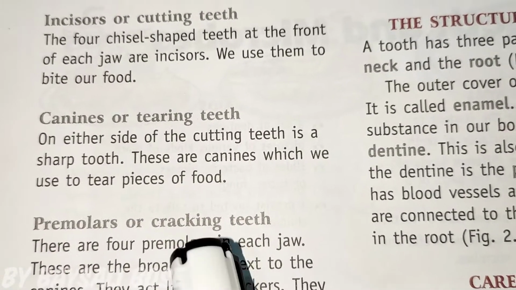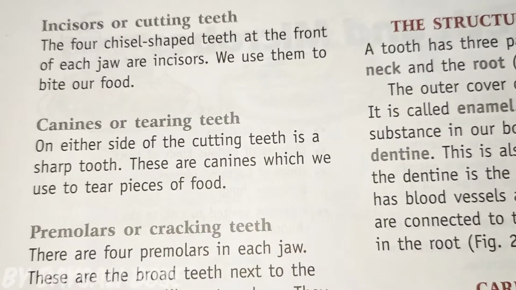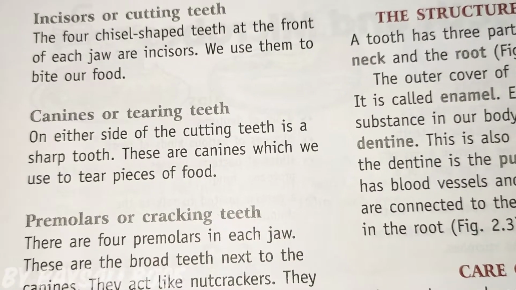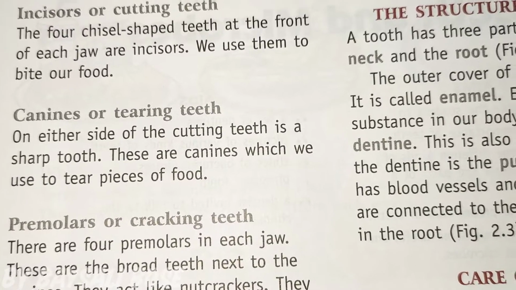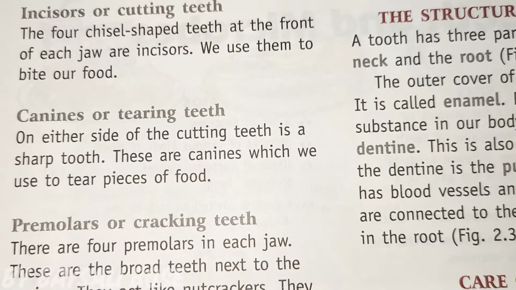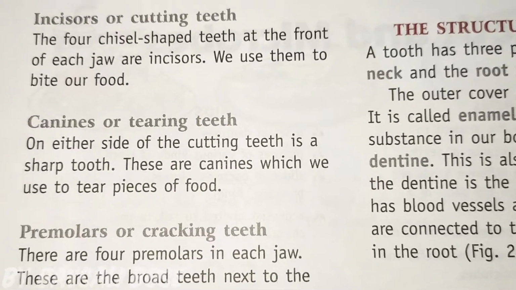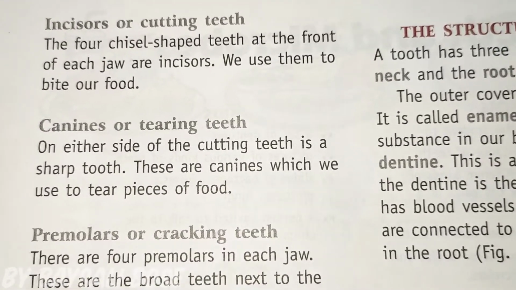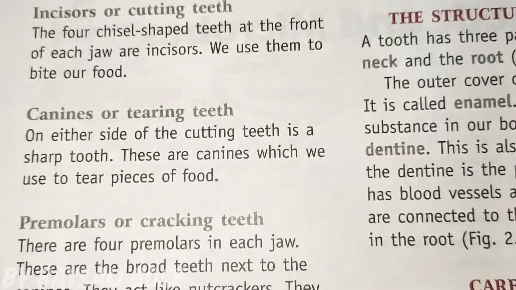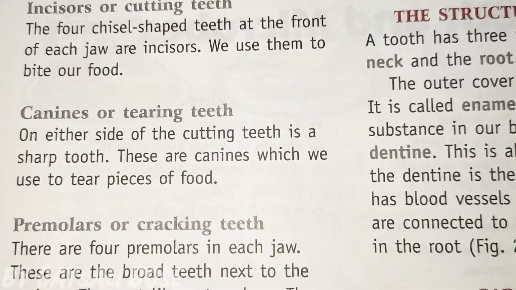Next come the canines, or tearing teeth. On the other side of the cutting teeth are the sharp teeth. These are canines, which are used to tear pieces of food. So canines help you to tear the food into pieces.